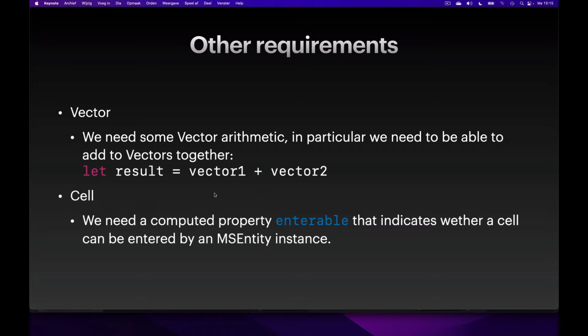And when it comes to the cell, we need to have a property called enterable because we want to be able to indicate whether a cell can be entered by an entity or not. So, for instance, this way we can prevent an entity from walking through a wall. And it also means we can bound the player inside the level.